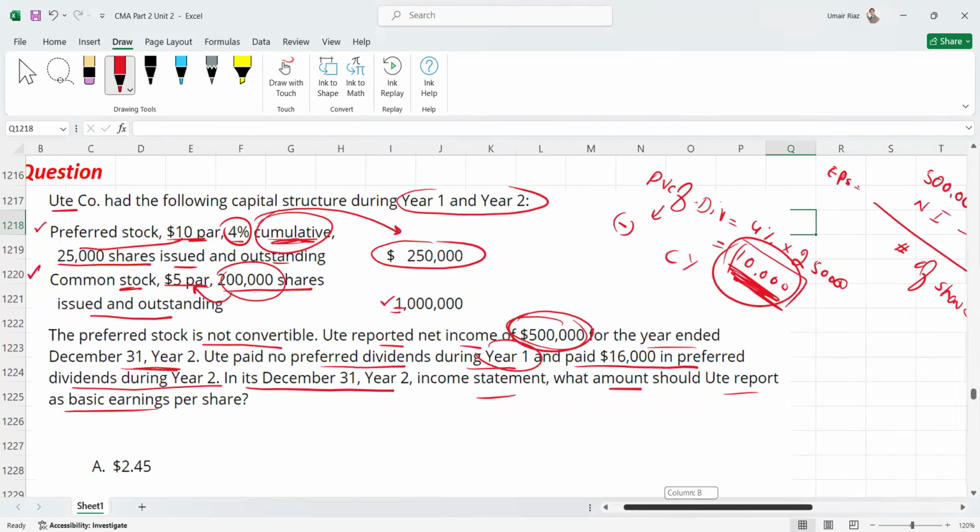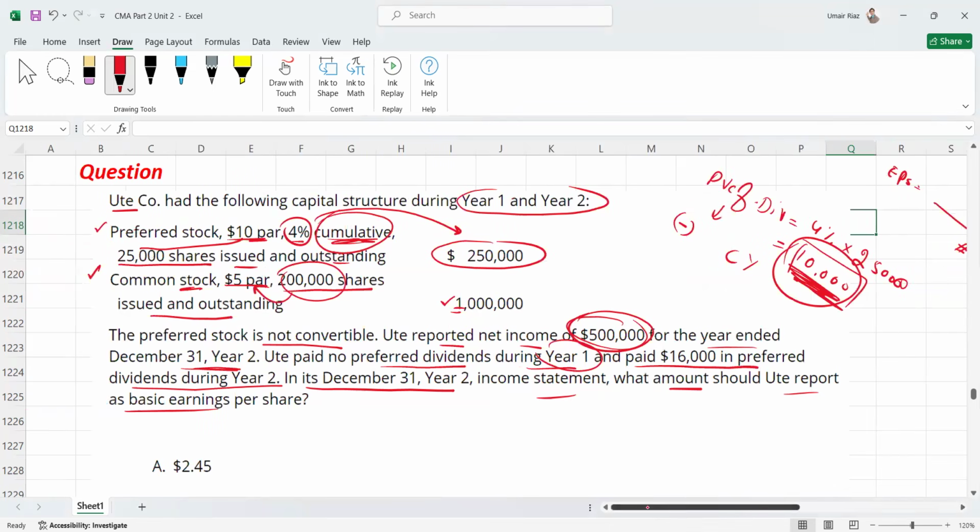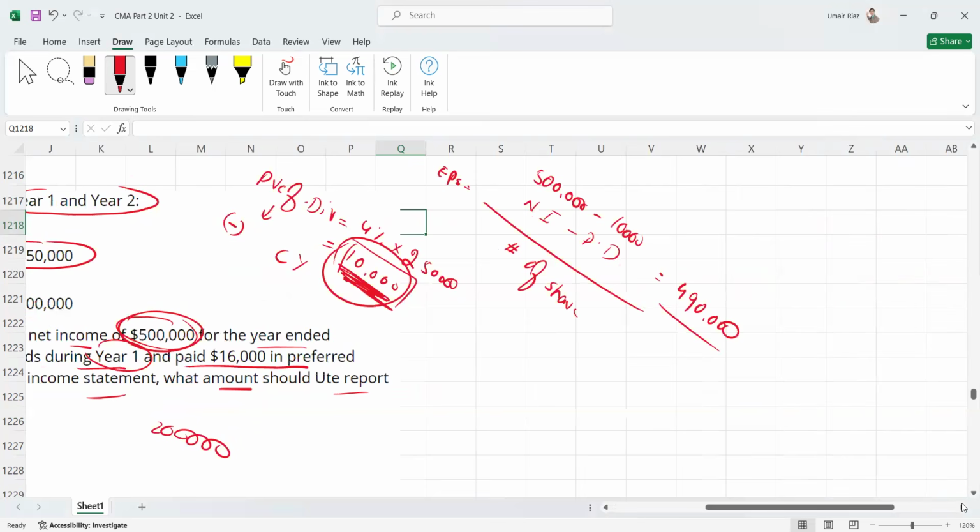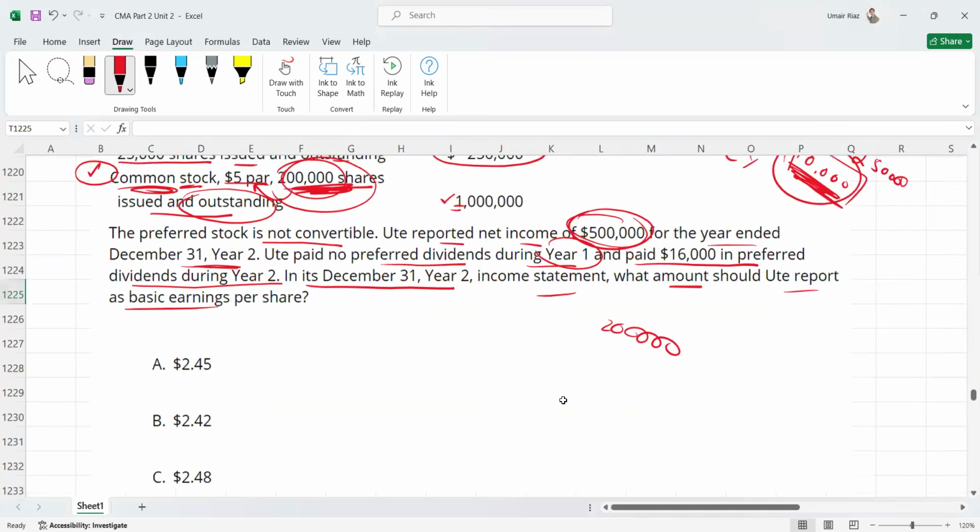For the denominator, we don't have any calculation, because only the common stock figure is given. We don't have shares issued during the year, we don't have repurchases, we don't have a stock split, and we don't have a stock dividend. Only 200,000 shares are there, and these shares are outstanding. You don't need to perform any transaction here because no data is given regarding issuance, repurchase, etc. Straight away divide by the 200,000 shares. If you divide, you will get 2.45 as the basic EPS. So the answer will be A.